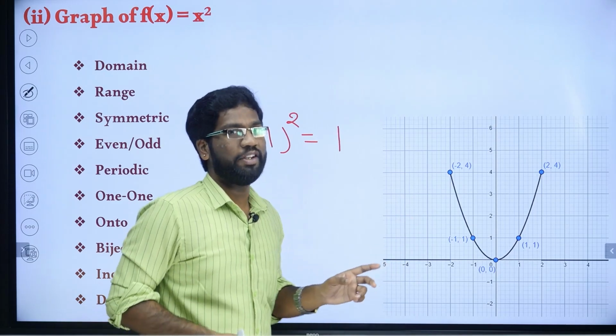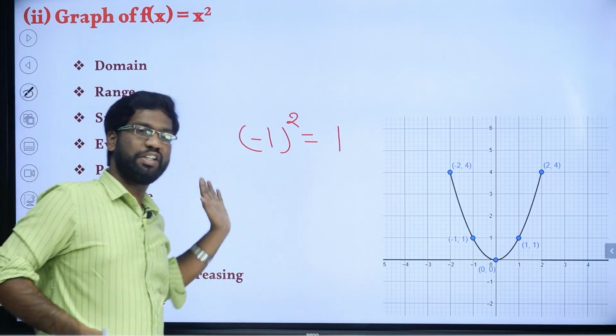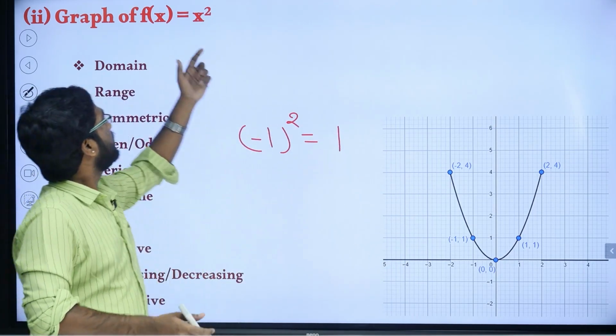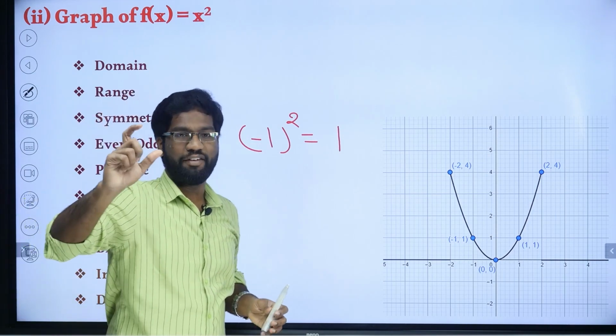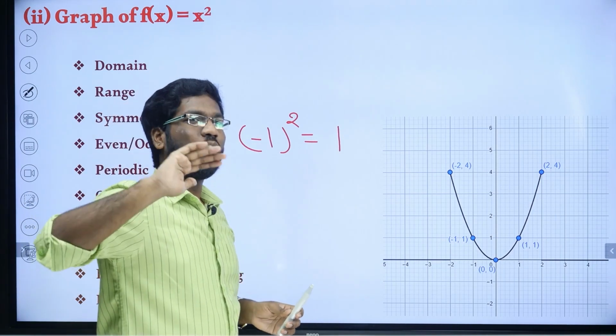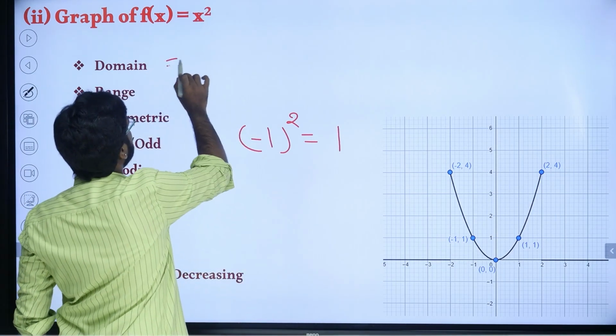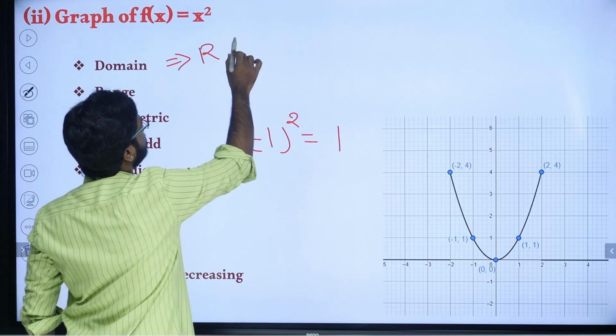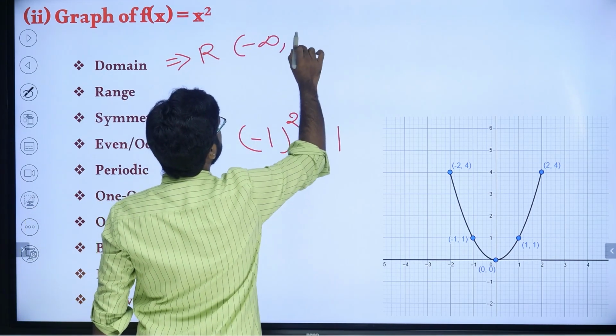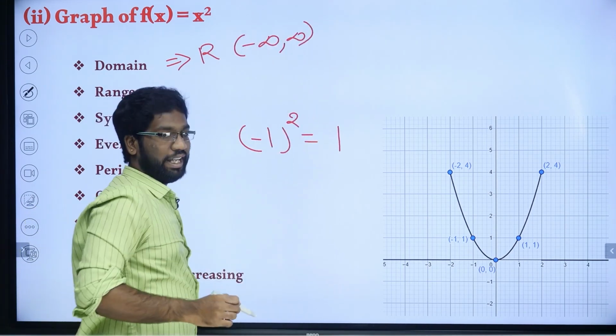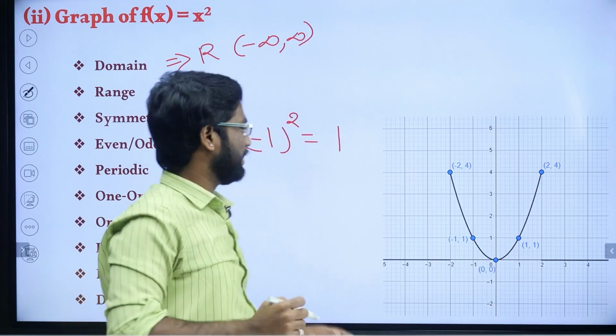For every domain value, which means for every value from -infinity to +infinity, it is going to give me one defined value in R. So for me, no problem, my dear students. The domain is R, which means -infinity to +infinity. This is the answer, my dear students.